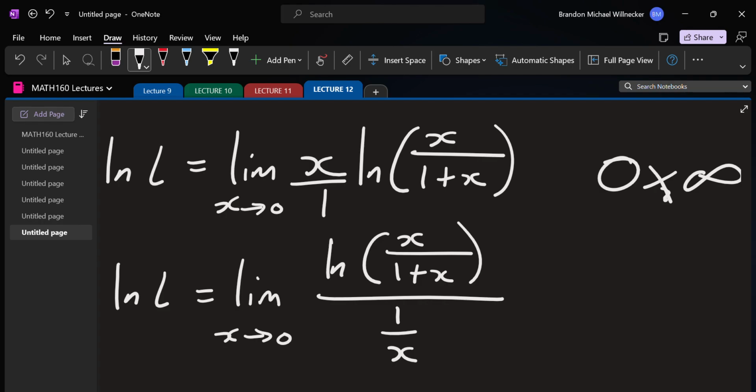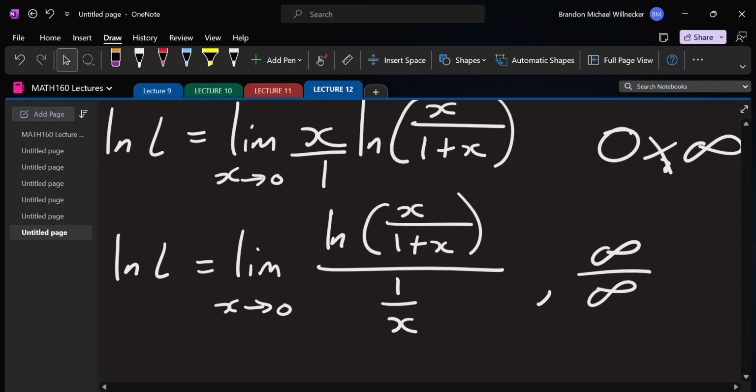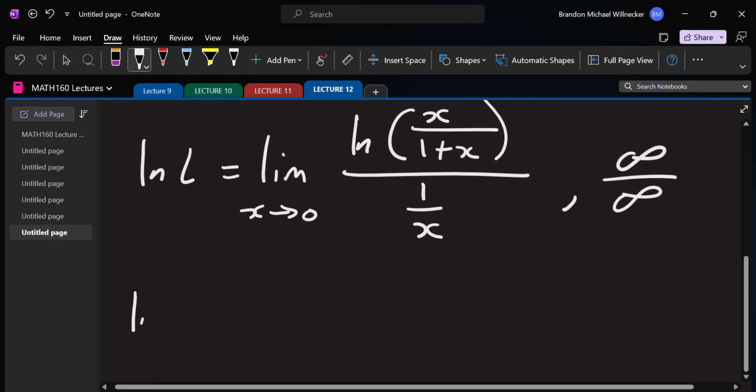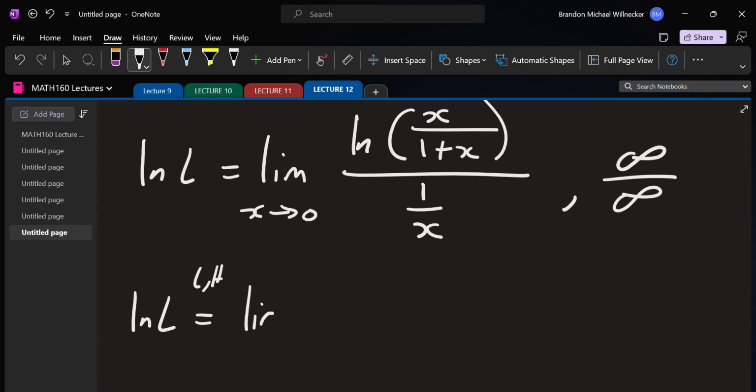Okay, let's see what happens now. In the top, if we take the limit as x goes to 0, we're going to have the natural log of 0, that's infinite. In the bottom, when x goes to 0, that's also infinite. So this is type infinity over infinity. Now we can use L'Hopital's rule. It's the correct indeterminate form. Okay, so let's use L'Hopital's rule.